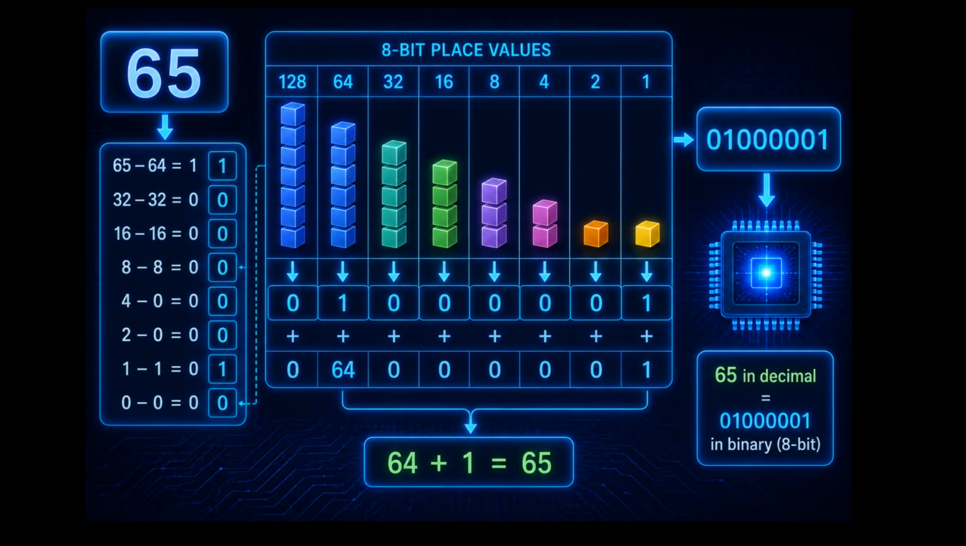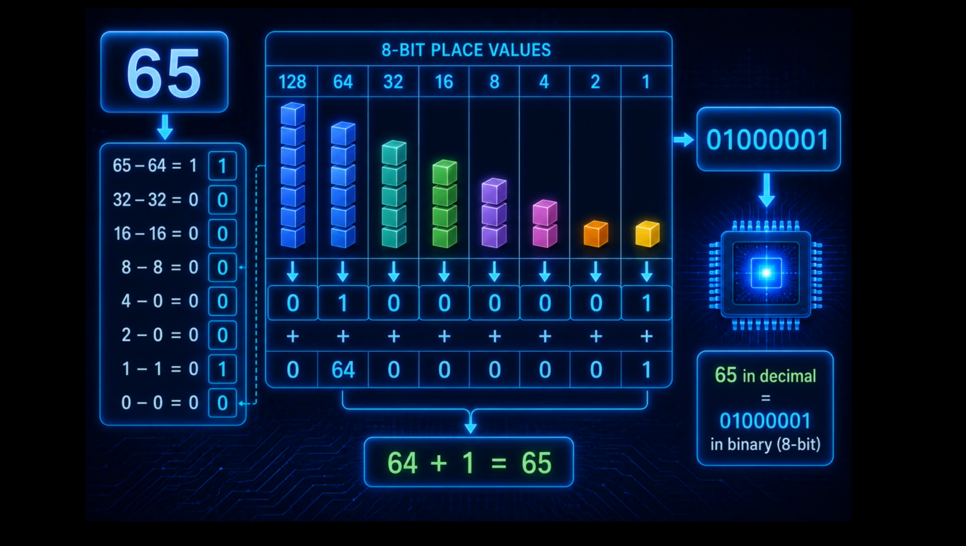Now let's see how a character code is converted into binary. Suppose the uppercase letter A has the decimal code 65. To convert 65 into binary, we use the 8-bit place values. We ask, which place values add up to 65? The answer is 64 plus 1.